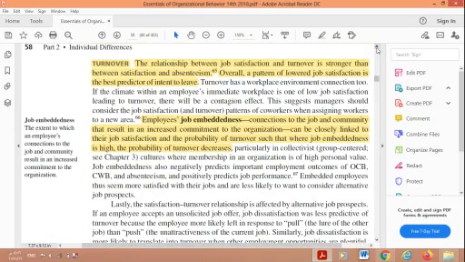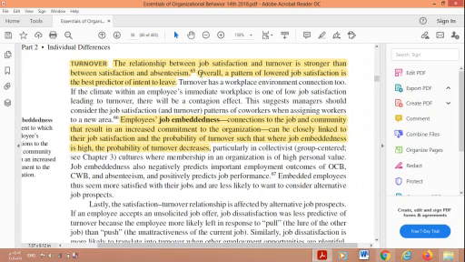The last outcome or impact of job dissatisfaction is turnover. The relationship between job satisfaction and turnover is stronger than between satisfaction and absenteeism. Overall, a pattern of lower job satisfaction is the best predictor of intent to leave.